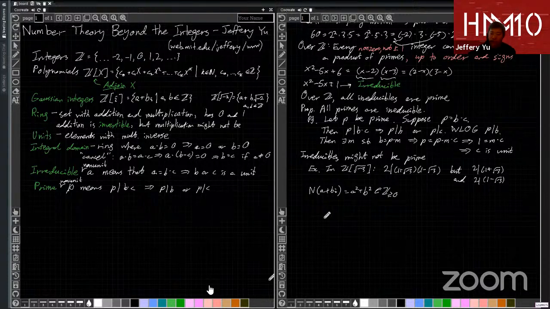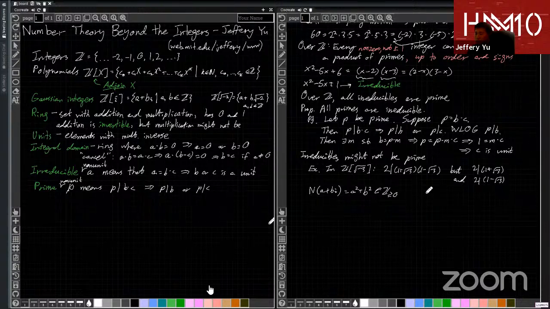So in real numbers, you can just take the absolute value. If you want it to be consistent with this definition, you could take it to be the square, but really that doesn't matter. The idea is you need some notion of size. So this is the norm over the Gaussian integers.